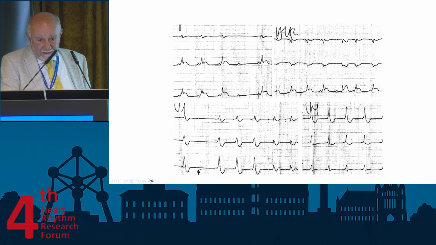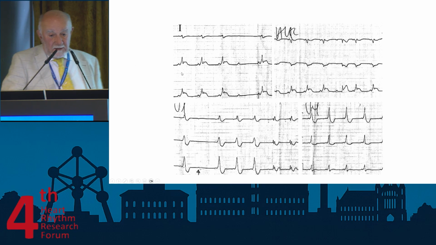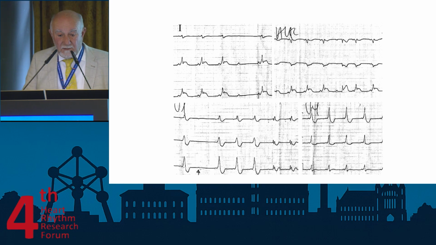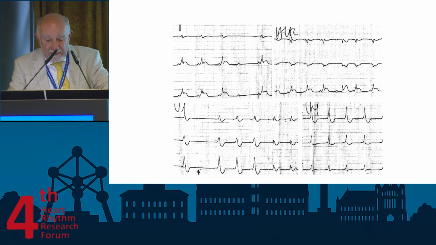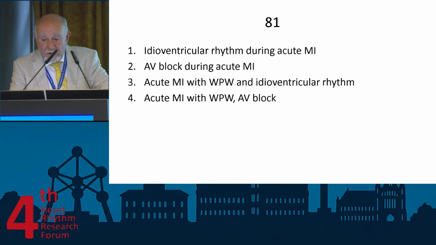So what do we have here? We have also the ST-segment elevation that you see very clearly, no problem. This is 2, 3, AVF, okay? So what do we have? Is that an idioventricular rhythm during acute myocardial infarction? Is that AV block during acute myocardial infarction? Is that an acute myocardial infarction in a patient with Wolff-Parkinson-White and an idioventricular rhythm? Or is that an acute myocardial infarction in a patient with Wolff-Parkinson-White and AV block?